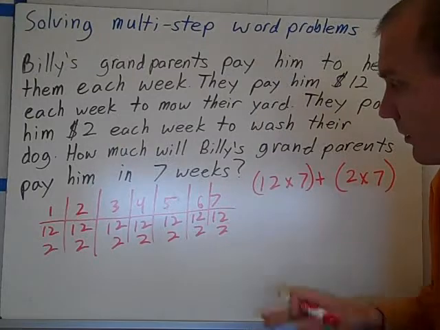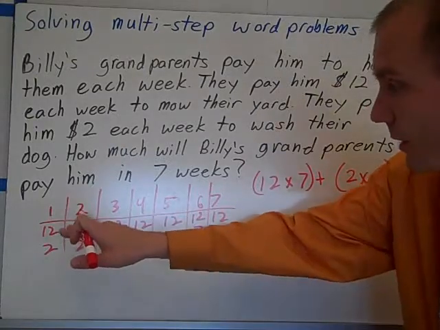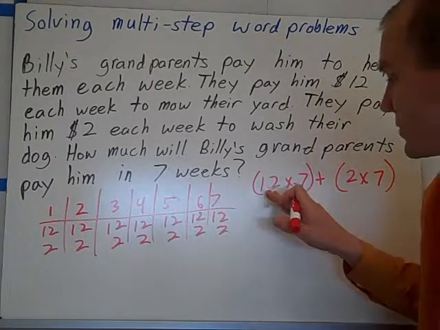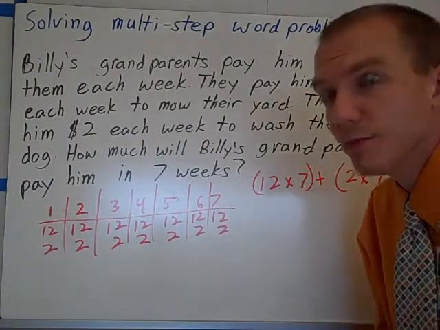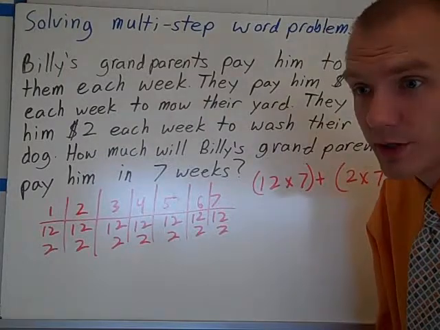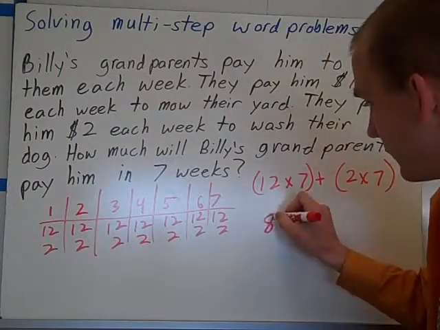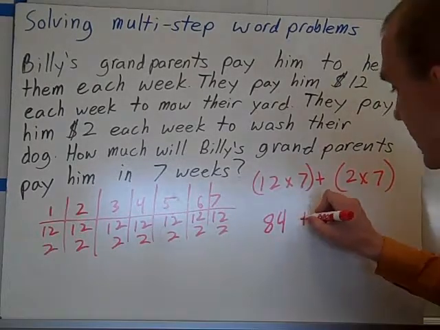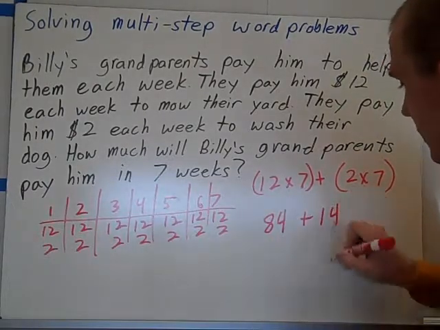12 times 7, I would more likely just add all of these up. So I would add up all these 12s. Or I can know that 10 times 7 is 70, then 2 times 7 is 14, and 70 plus 14 is going to be 84. So you have 84. Plus 2 times 7 is 14.